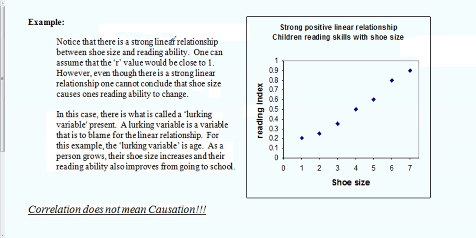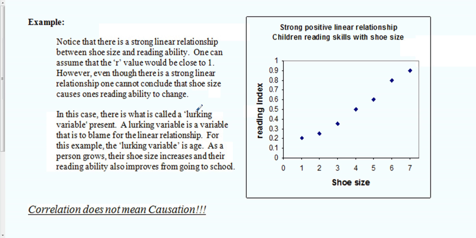Notice that there is a strong linear relationship between the shoe size and reading ability. One can assume that the r value would be very close to +1 because it's going upwards. However, even though there is a strong linear relationship, we cannot conclude that shoe size causes one's reading ability to change. Just because they have a bigger shoe size, that doesn't cause them to be better at reading.